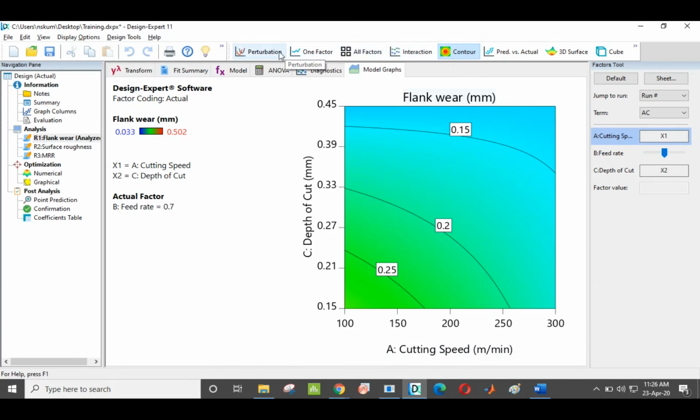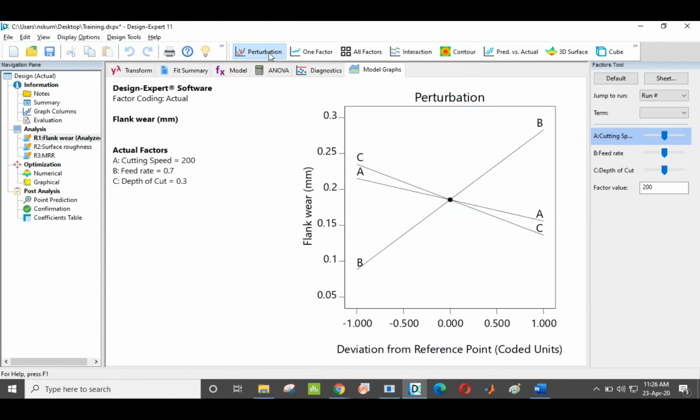So at the top we have the perturbation plot. A represents cutting speed. Okay, with A cutting speed, flank wear reduces. But with B feed rate, with increase in feed rate, flank wear tends to shoot up. With the change in depth of cut, the flank wear reduces.